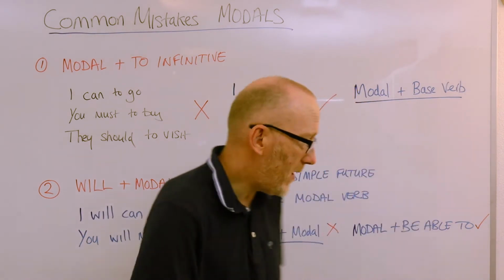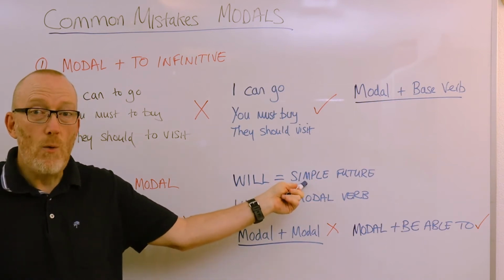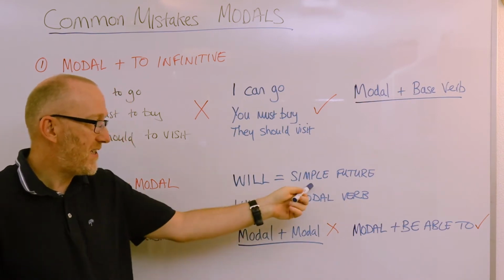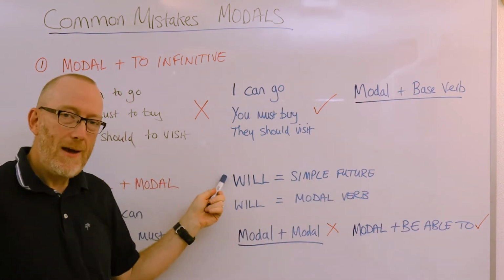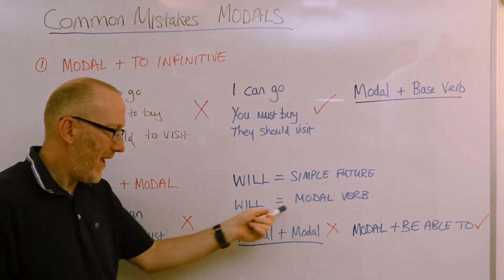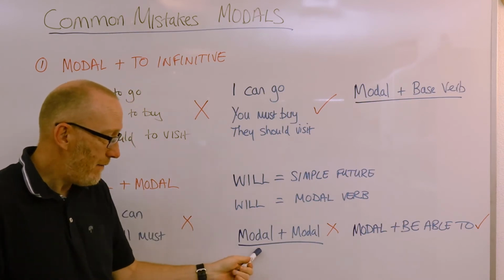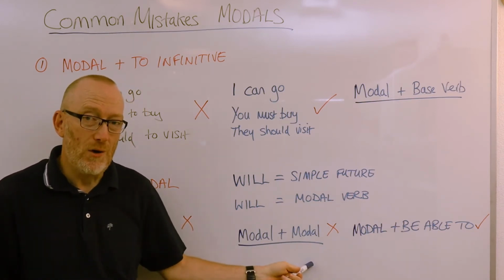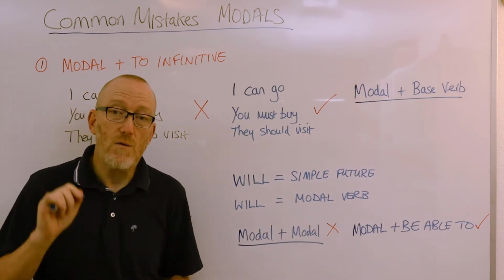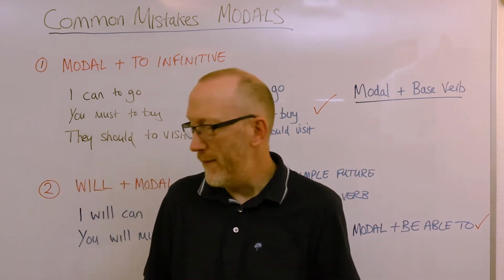Now, here's the problem, because will is one of the ways we use will and going to form the simple future. So will is our simple future tense, but also will is a modal verb. Okay, and you cannot have a modal plus a modal. So a modal plus a modal is completely wrong. So if you're going to use will, you can never follow will with a modal verb.